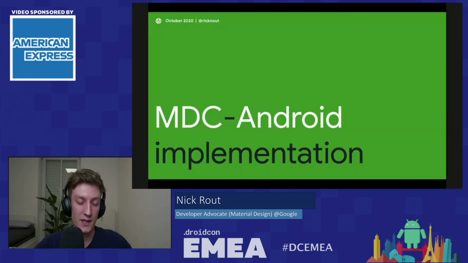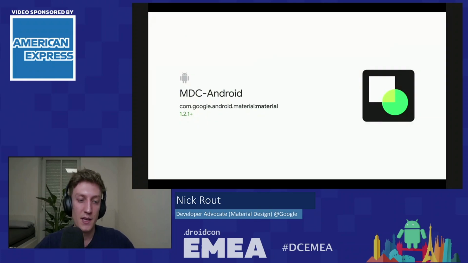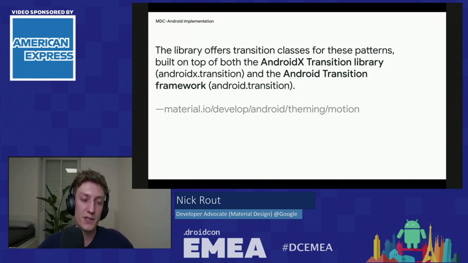Now that we have a brief overview of the theory, I'd like to introduce you to the material components for Android, aka MDC implementation of this system. It's available in version 1.2.1 and onwards. This is in fact the latest stable release of the MDC library at the time of speaking. From material.io, the library offers transition classes for these patterns built on top of both the Android X transition library as well as the Android transition framework.